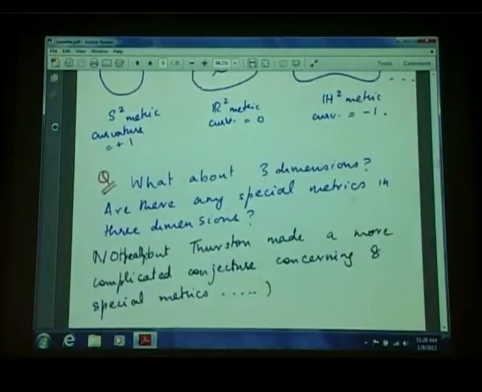Okay, so what about 3 dimensions? Are there any special metrics in 3 dimensions? Well, you can't really produce a very simple statement which is the analog of the uniformization theorem, because if you start with some special metrics and look at general 3 manifolds, then you will find that it's not easy to formulate such a statement. But Thurston had a more complicated conjecture which concerns 8 special metrics in 3 dimensions. So I'll try to give you an idea of Thurston's conjecture, and the reason I'm going to do that is because Ricci flow is very important in mathematics because it was used to prove that conjecture.